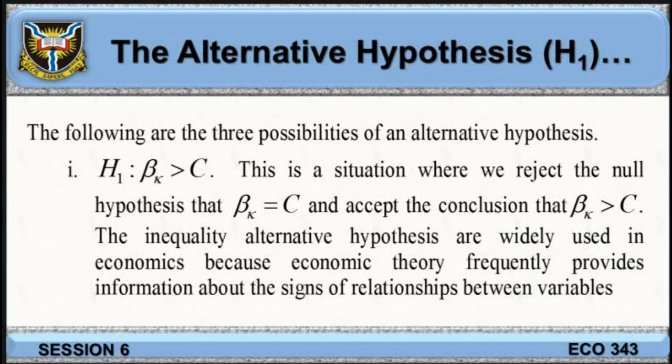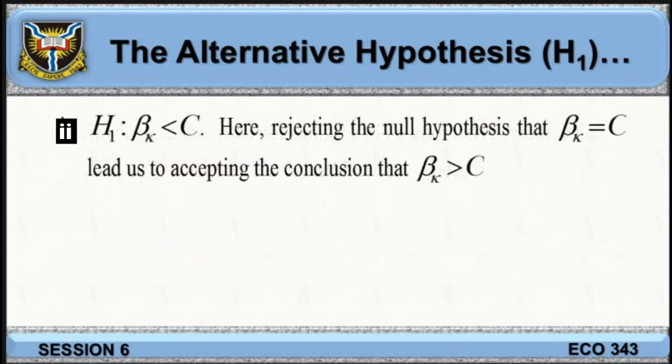This is a situation where we reject the null hypothesis that beta k is equal to c and accept the conclusion that beta k is greater than c. The inequality alternative hypotheses are widely used in economics because economic theory frequently provides information about the signs of relationships between variables. 2. H1: beta k is less than c.